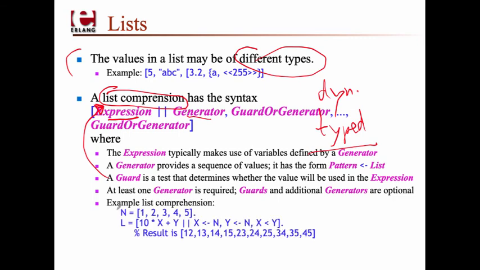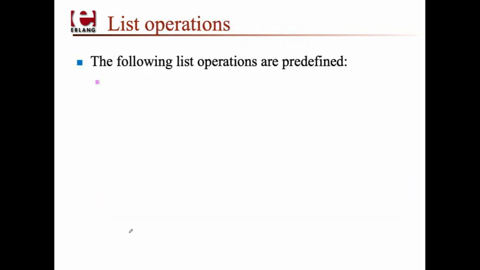So here, for example, if we have the list N, which is 1, 2, 3, 4, 5, L is 10 times X plus Y, such that X is N, Y is N, and X is less than Y. So these are actually generators. And this will create a list according to a kind of declarative specification. So that's very interesting, and functional languages have that too.